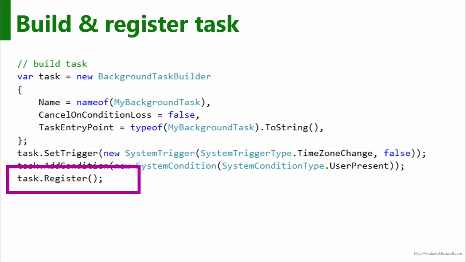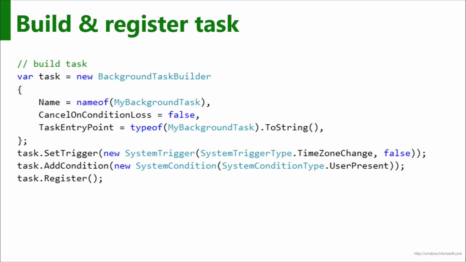Right. So first we start with the background task builder and put in all the pieces we need. In fact, before we register it, first we have a name. That's the unique name. And this will be important for things like Event Viewer if there are errors. And then we have this idea of cancel if condition is lost. So I would only run a background task if it has a certain condition, and we'll talk about those in just a second. But if that condition is lost, do I want to cancel it? Do I want that cancel token to be invoked? And I get to decide right here.